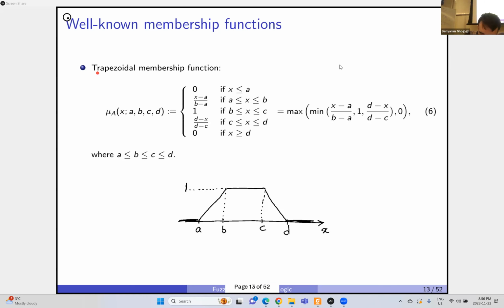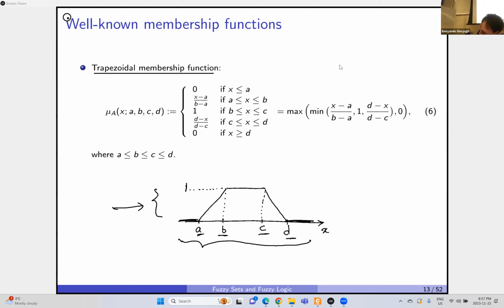Another one is the trapezoidal membership function. And what is that? It's between 0 and 1 again on the domain, but it has 4 parameters now: A, B, C, D. Less than A, it's 0.